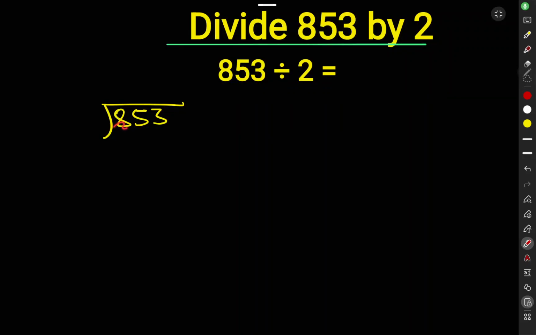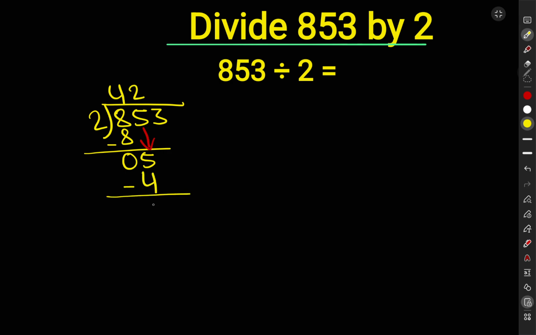We divide 853 by 2 in a long division method. So 2 times 4 is 8. On subtracting we get 0. So now we put down this 5 and 2 times 2 is 4. On subtracting we get 1.